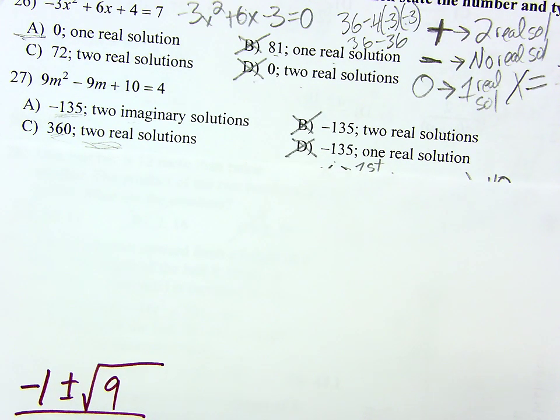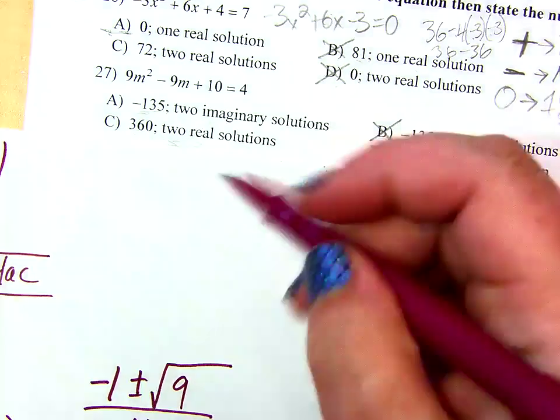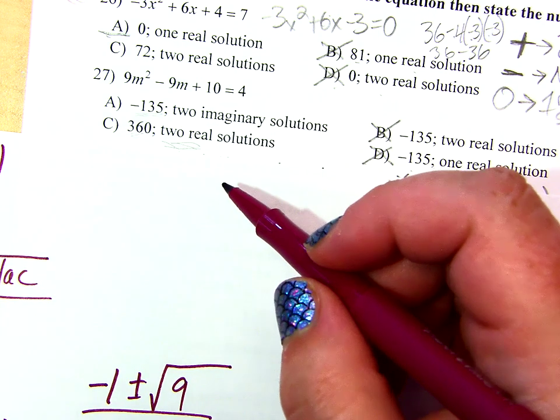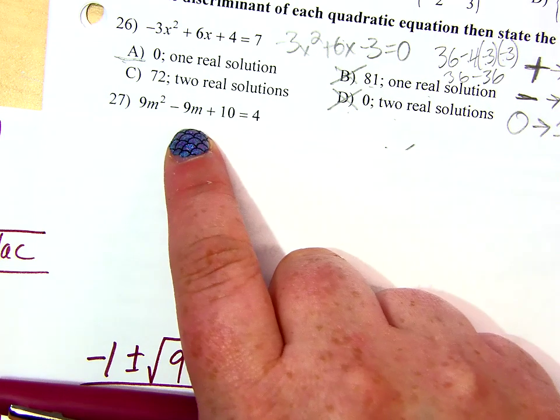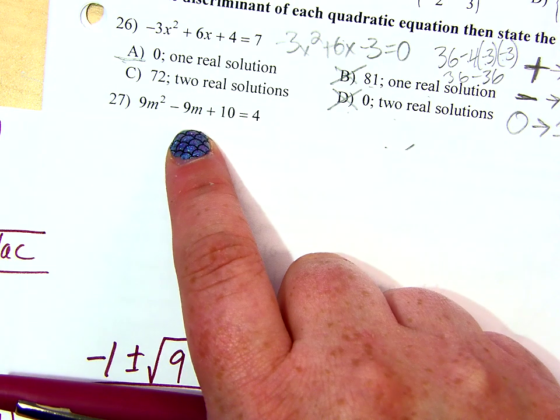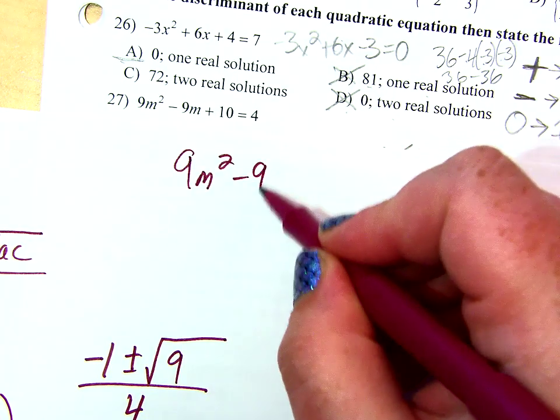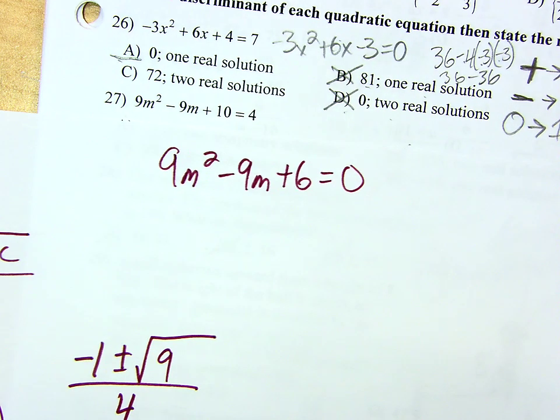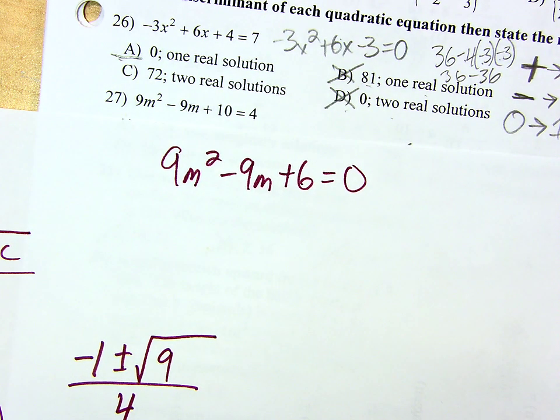Yes. Okay, so 27, they're just asking for the discriminant and what the solution types are. So, remember, the discriminant is b squared minus 4ac. What do you have to do first on 27, people? Minus 4. Yes, it has to be in standard form before you begin. 9m squared minus 9m, minus the 4 over would leave me with a plus 6. It is not in standard form until it's all in order with your exponents, right? And the whole thing has to equal 0.